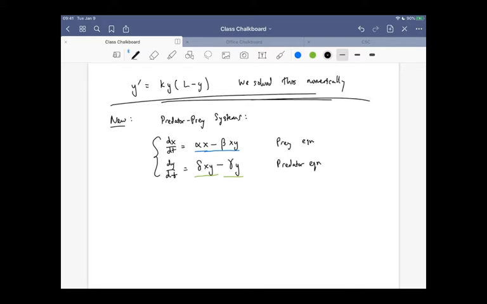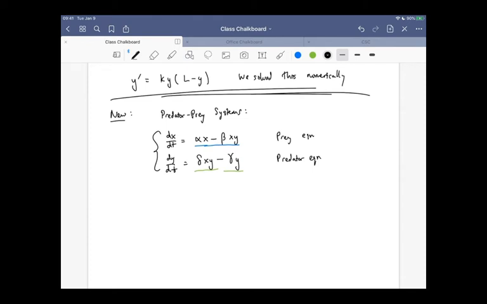I'm just going to pick these basically from an example in my reference. So I'm going to choose here alpha is 2/3, beta is 4/3, gamma equals 1, and delta equals 1. So basically, what these constants describe is how fast the species would grow, assuming that they have unlimited growth potential.